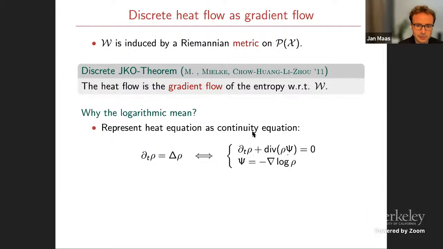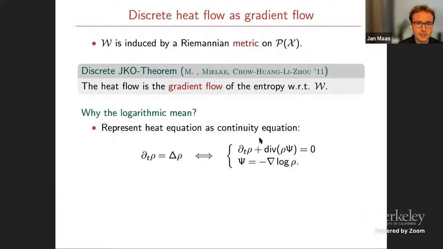So you want to write the heat equation in this form: dt rho plus divergence of rho psi equals 0. This you can actually easily check. If you plug in psi equals minus the gradient of log rho, then you get exactly the heat equation, right? Because rho times the gradient of log rho gives you the gradient of rho, and then the divergence of the gradient is the Laplacian. That's a trivial computation in the continuous setting, but if you discretize it, it breaks down, because what you're using here is the chain rule, to relate the gradient of rho to the gradient of log of rho.